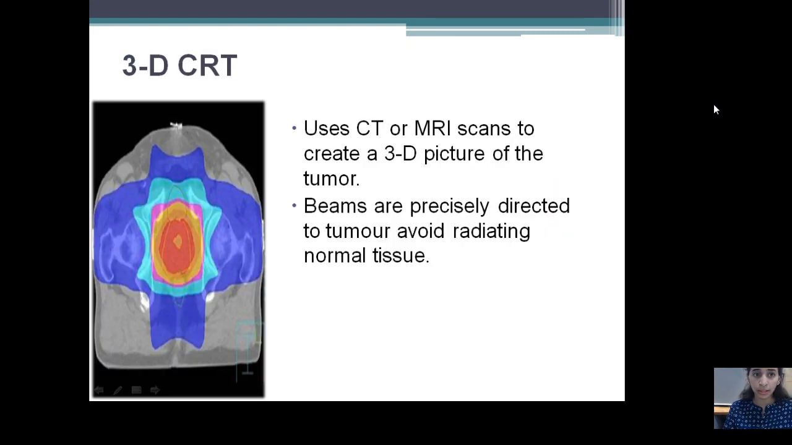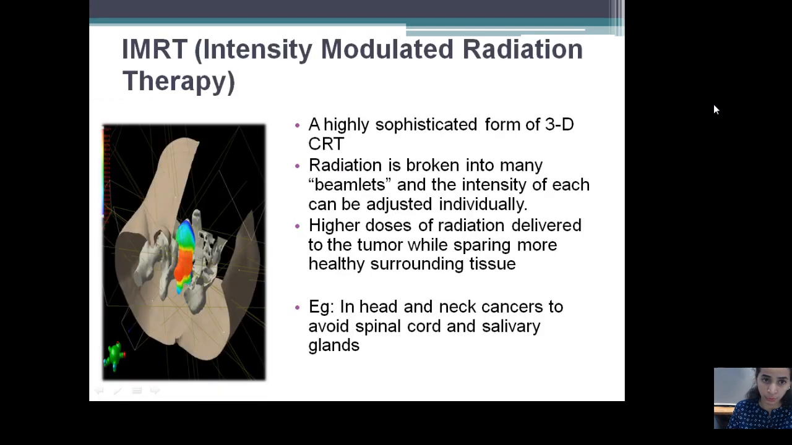So 2D, as I already told you, we are localizing the tumor as a 2D image, and then we are giving the radiation therapy. In 3D CRT, we use CT or MRI scans to create a 3D picture of the tumor, and then beams are precisely directed to the tumor, to avoid irradiating normal tissue.